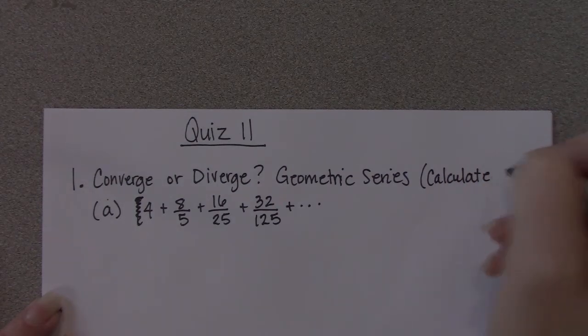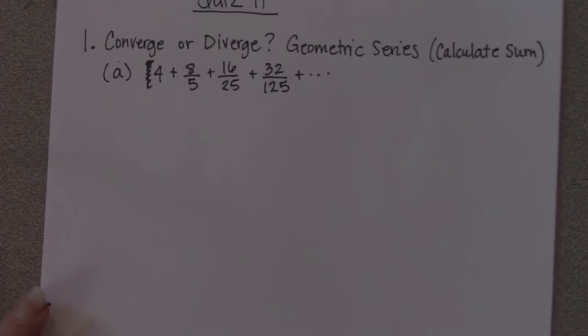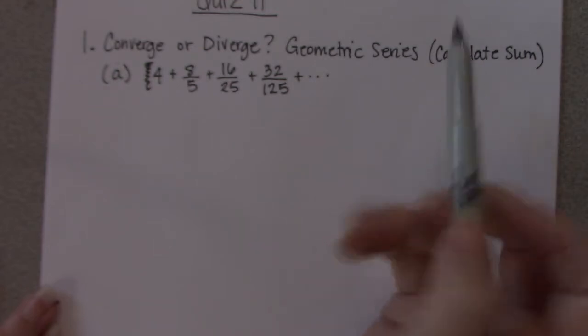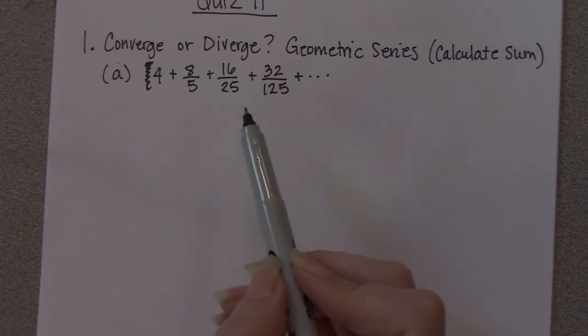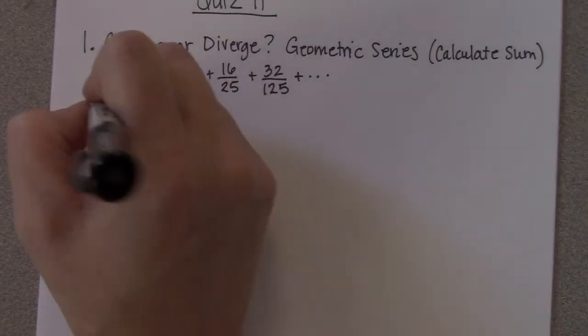So for the first one, these are geometric series, and I need to know if they converge or diverge, and if they converge, you need to calculate the sum. So that means for these two, since I'm giving you the terms out, you're going to actually have to write the series in the form of a geometric series, so then you can see if it's going to converge or diverge and then calculate the sum.